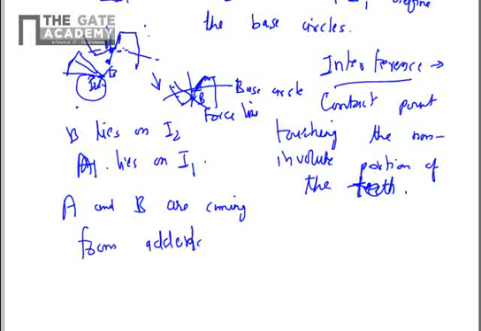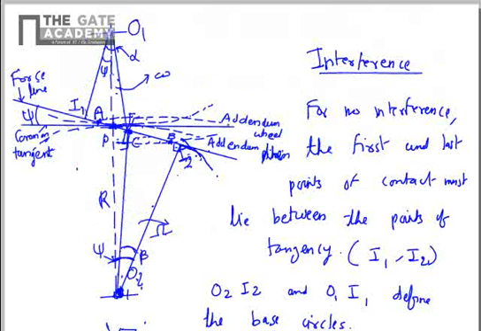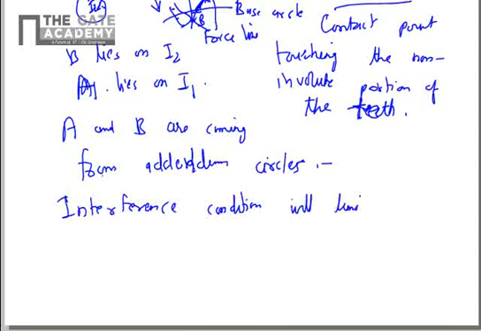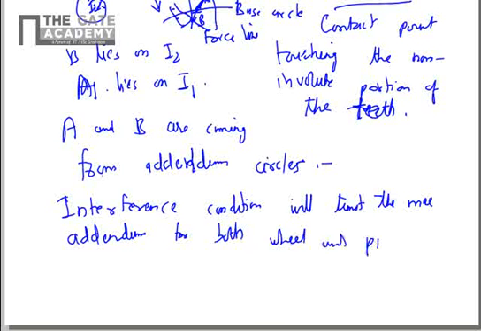addendum circles. So basically, it's the addendum value which determines points A and B. If this is the addendum circle of the wheel, and the addendum is a little bit more, then it will cut the force line at a point closer to I1. So the interference condition will limit the maximum addendum for both wheel and pinion.